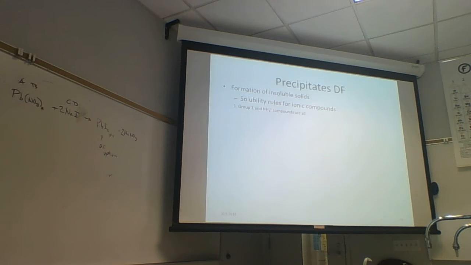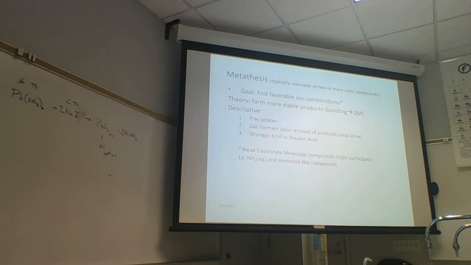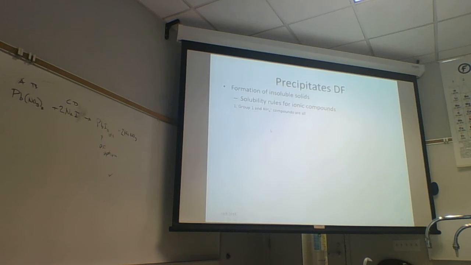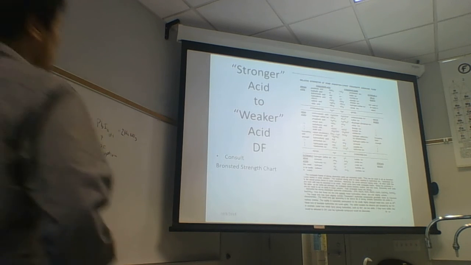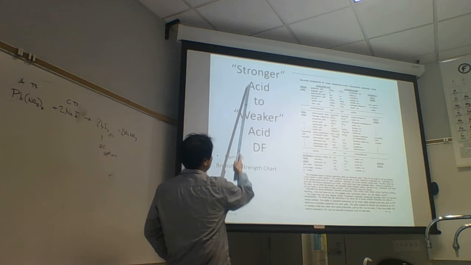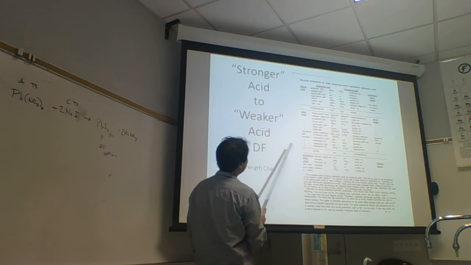And so if we form a precipitate, precipitates are stable, strongly bonded, and so that's what we call a driving force, a more stable product. Another more stable product are the weaker acids. Weaker acids are more stable, less reactive than stronger acids. And so if we go from a stronger acid to a weaker acid, then we're okay.